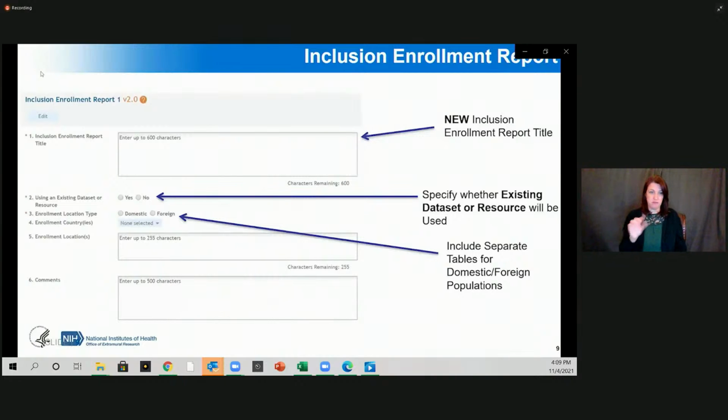Yes. We'll also provide your enrollment location type. You can optionally provide the countries in which participants will be enrolled. One note, if you are including both US and non-US participants, you need to provide separate forms for US and non-US participants, because we do look at that separately. And then you can provide your enrollment location and comments optionally.